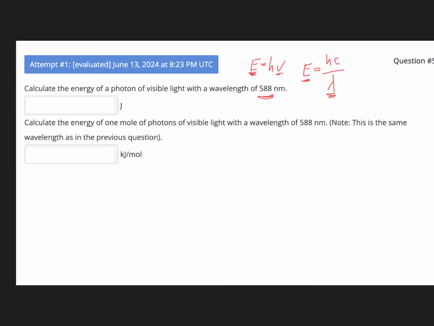One more step before we get started. If we take a look at our constants, right? h, Planck's constant, 6.626 times 10 to the minus 34 joules times seconds. Speed of light, 3 times 10 to the 8th meters per second. That means we have to do one thing with our wavelength before we can use that. We've got to convert it from nanometers into meters. So we need our wavelength in meters.